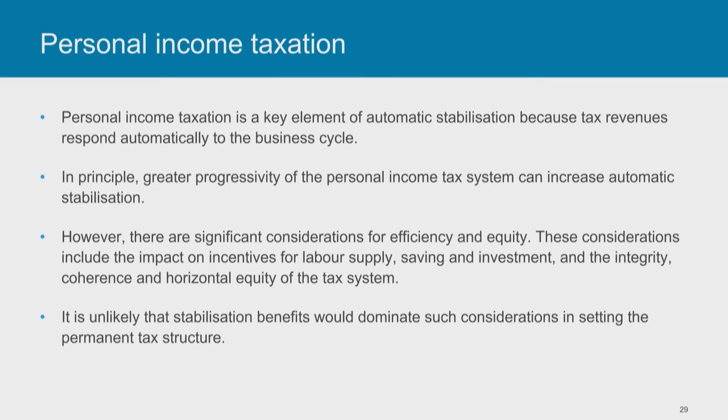So personal income taxation is a key element of automatic stabilisation. In principle, greater progressivity of the personal income tax system can increase automatic stabilisation. But clearly there are significant considerations for efficiency and equity. And it's likely that the stabilisation benefits would dominate such considerations in setting the permanent tax structure.